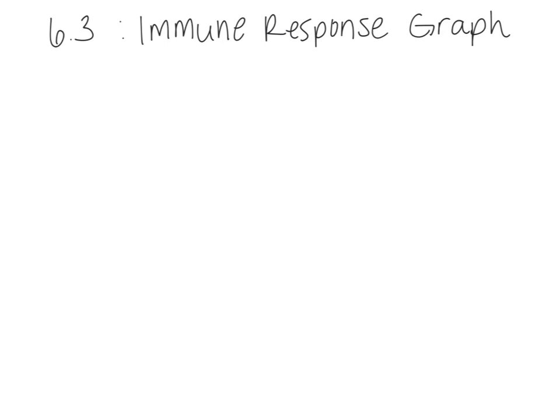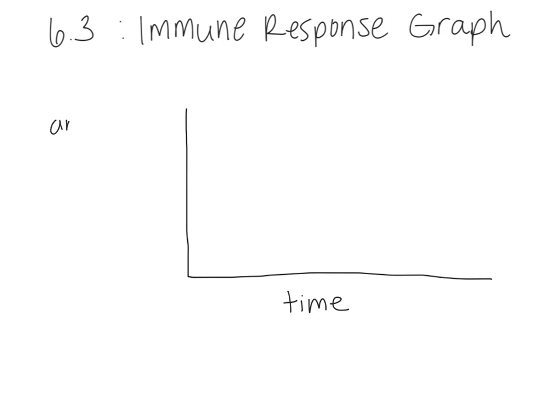Okay, this graph is not necessarily something that you need to draw, but you might be asked questions about it or asked to recognize it. So it's a good idea to kind of understand what's going on in your bloodstream during an immune response. So we're going to draw this graph together. On the x-axis is going to be time. And on the y-axis is going to be antibody concentration in your bloodstream.